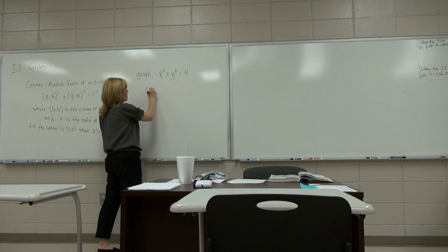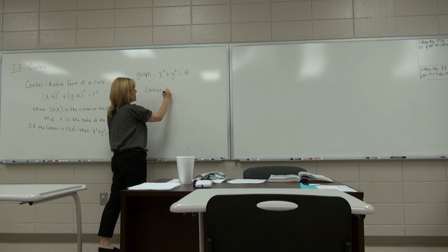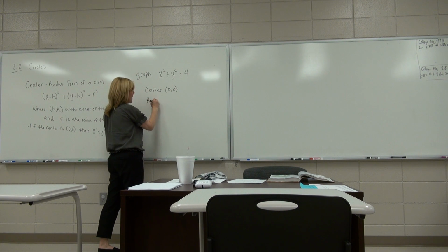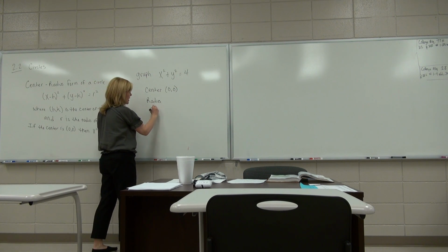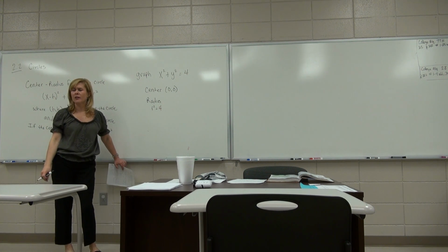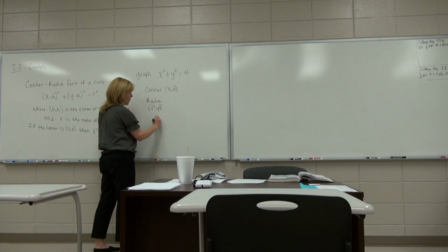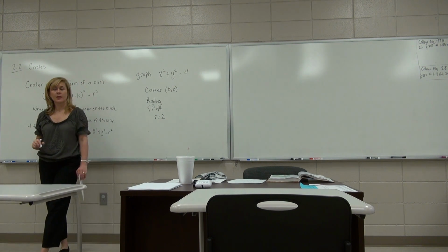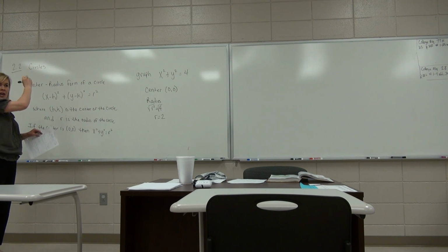For this particular problem, you don't have anything being added or subtracted to the x or the y, so the center is at the origin. And my radius is r. Well, r squared is equal to 4. So what do I need to do to find r? You take the square root, right? So my radius would be 2 for this circle. Now the radius is the distance from the center to any outer edge point on your circle. So from the center, if you go 2 in any direction, you get the end point of the circle. You get the rim.